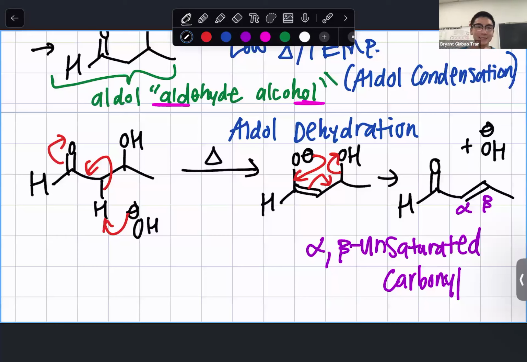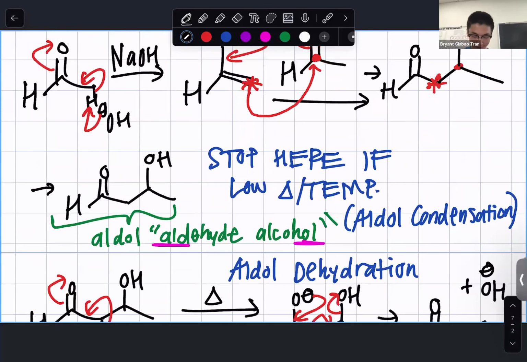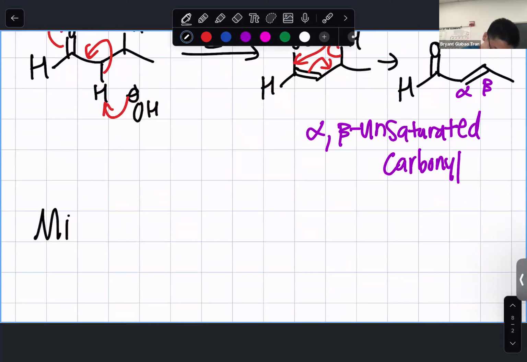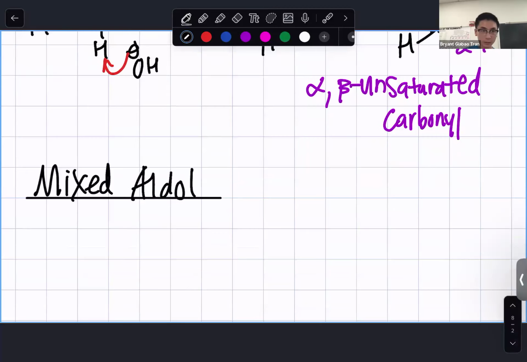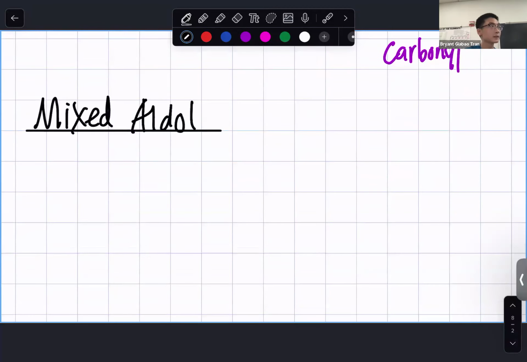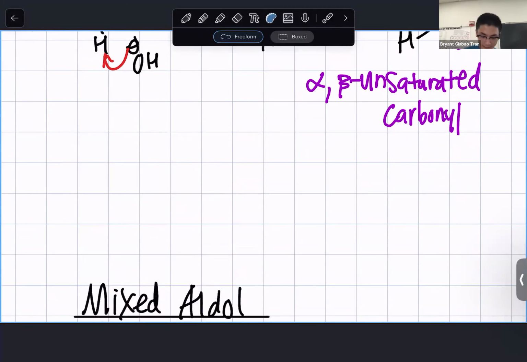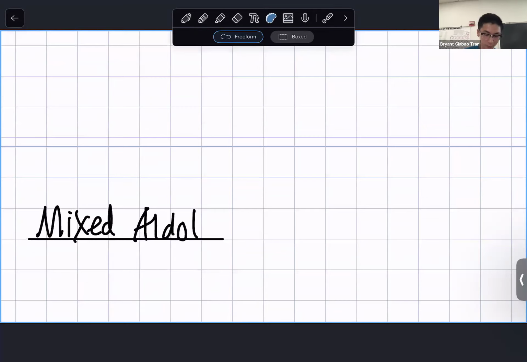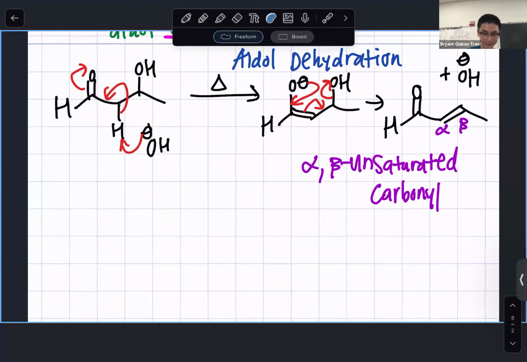Okay, so now let's move on to mixed aldol. Before we go over that, let's go over predicting product example problems, where I'm going to show you how to predict the product without drawing this whole mechanism, to save time on the exam.